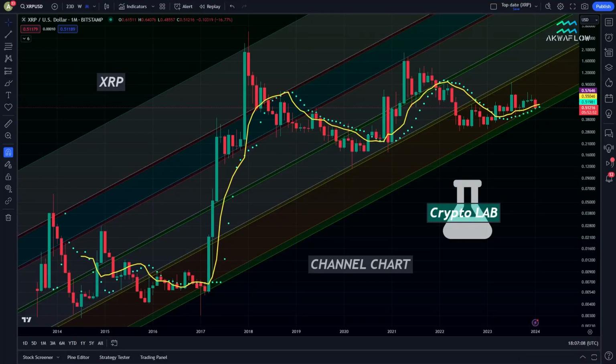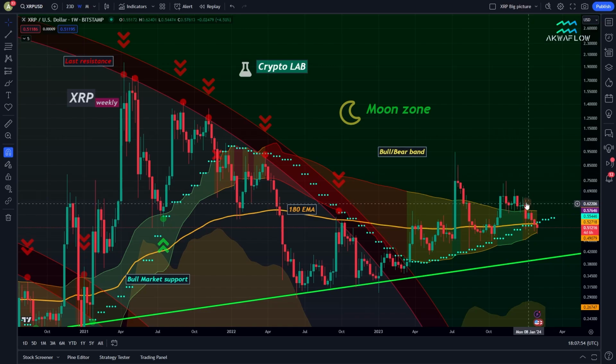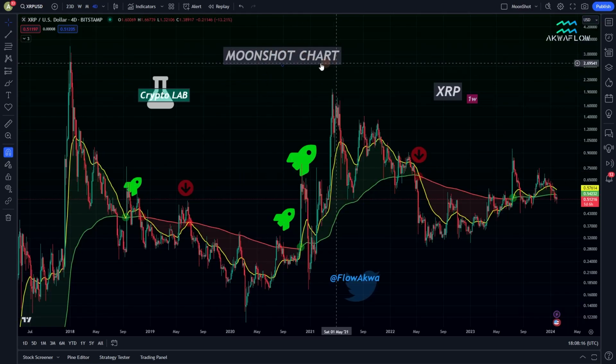It's been 2 weeks since the last video, so today we have a busy schedule. We are going to start the video with the channel chart, and there are a lot of things going on right now. Then we are going to dive into the big picture chart. After this, I will share an update of the Moonshot chart. As you can see, we are waiting for an event right now.